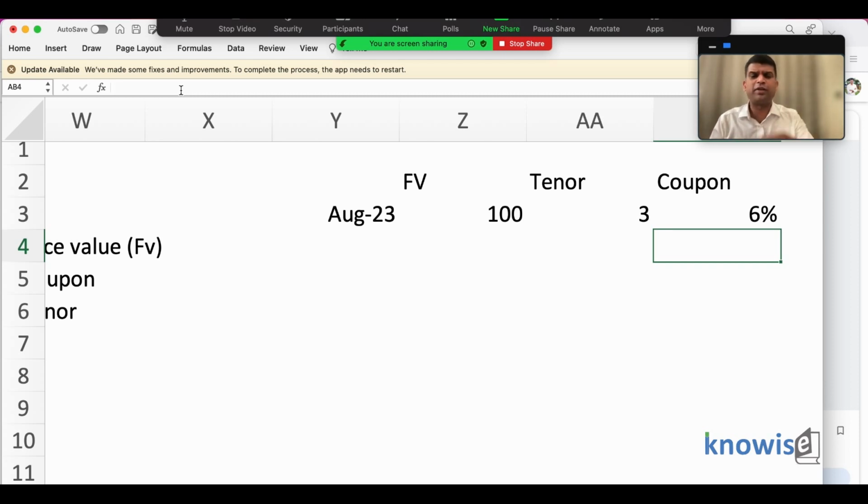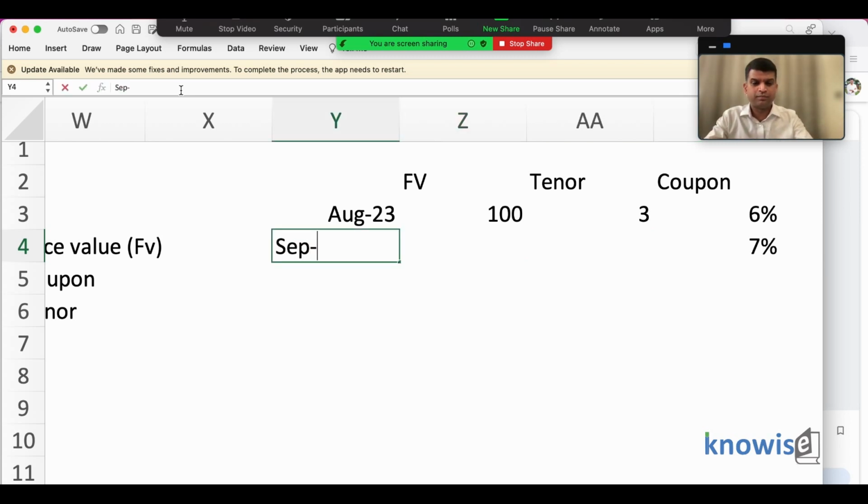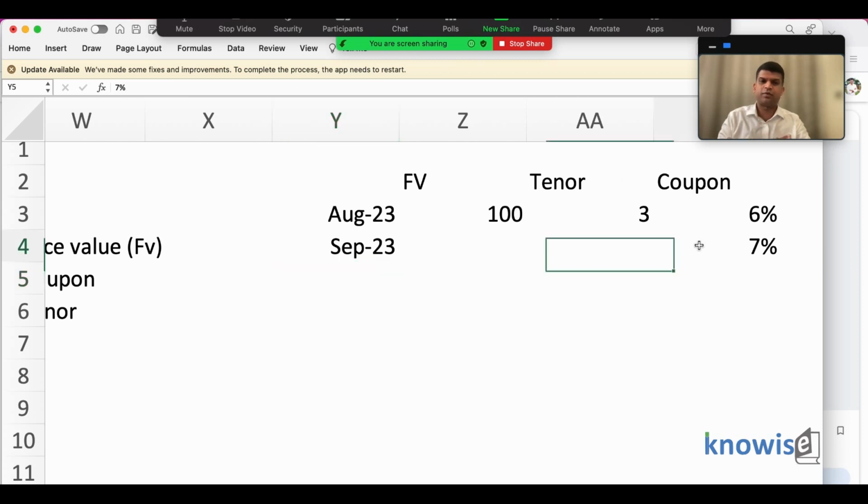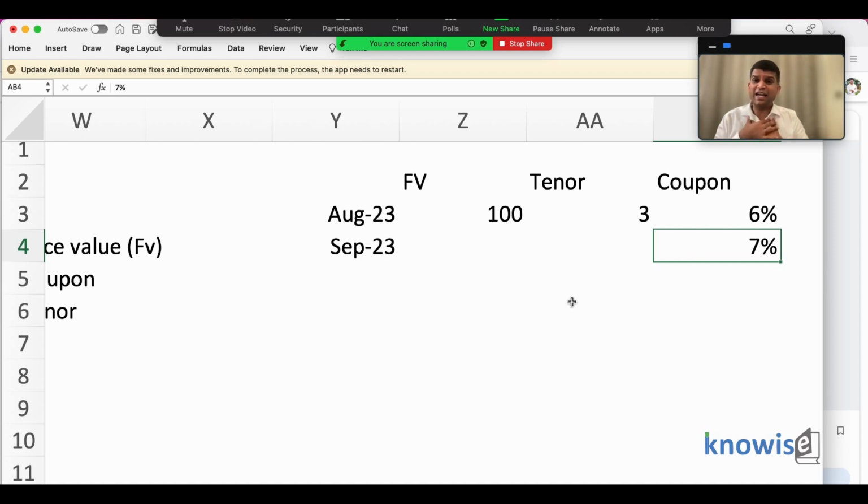Let us say for some reason inflation went up, and to manage inflation the central bank has increased the interest rates. Now the rate prevailing in the month of September is 7%. Fresh bonds are issued at 7% in the month of September. So the point is, I have a bond which was issued in the month of August. I bought it. I want to sell my August series bond to you in the month of September. Will you buy it from me as it is? No, right?